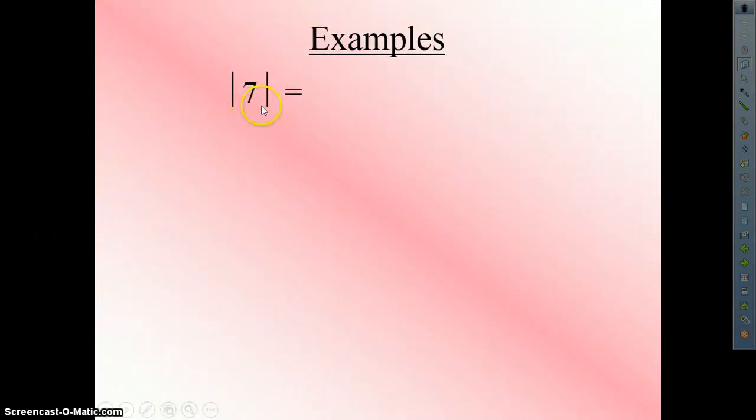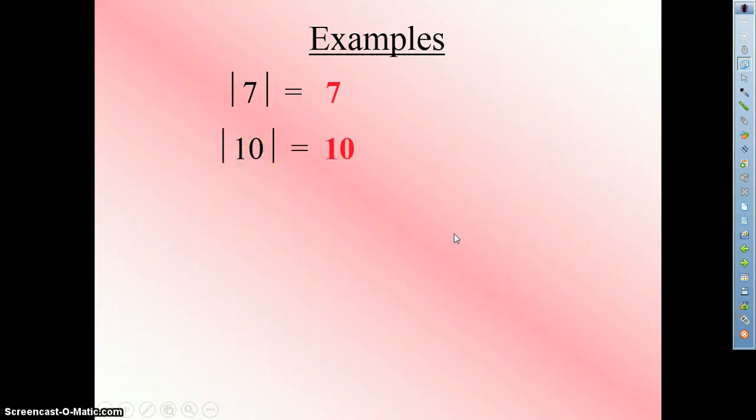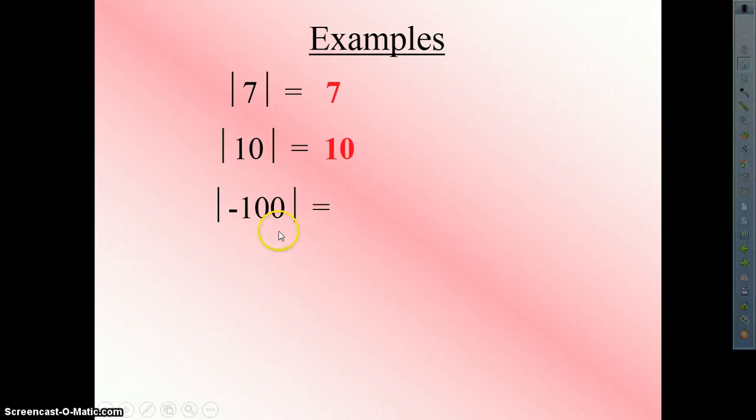For example, the absolute value of 7. 7 on a number line is how many units from 0? Of course, we know it's 7 units. 10 is 10 units from 0. Negative 100 is 100 units from 0. It is 100 units to the left, but it's still 100 units from 0.